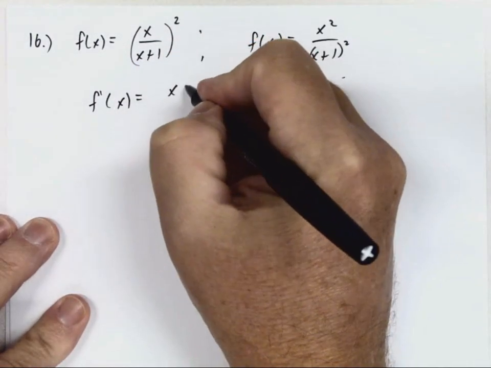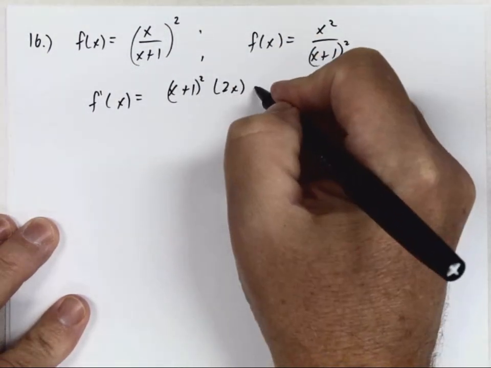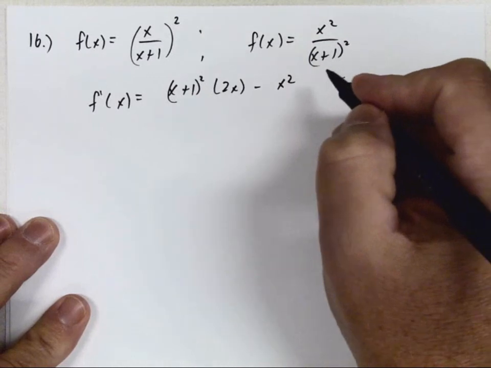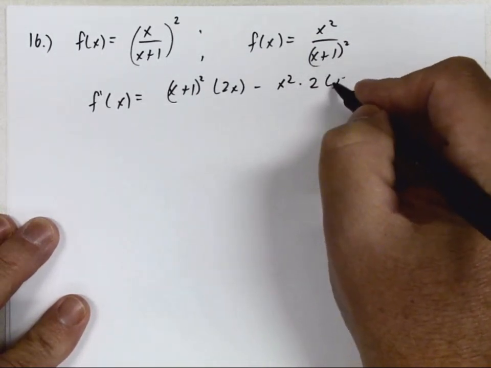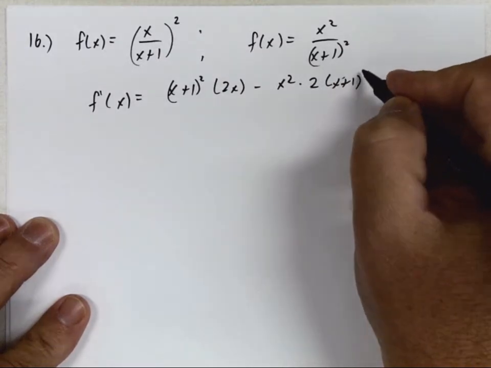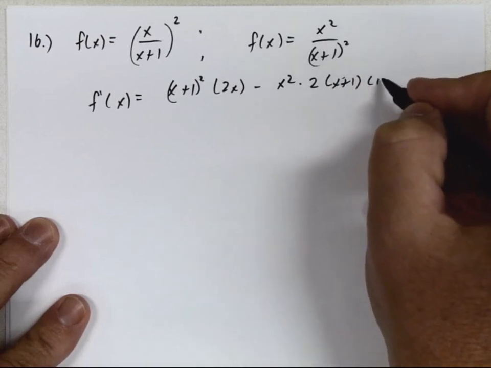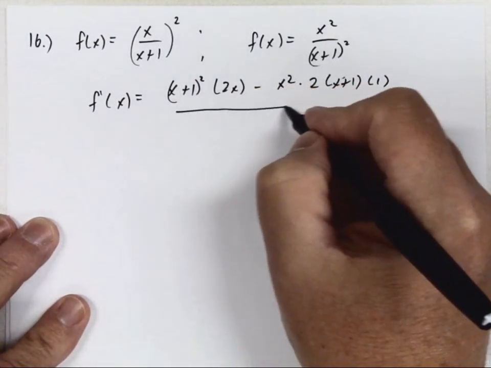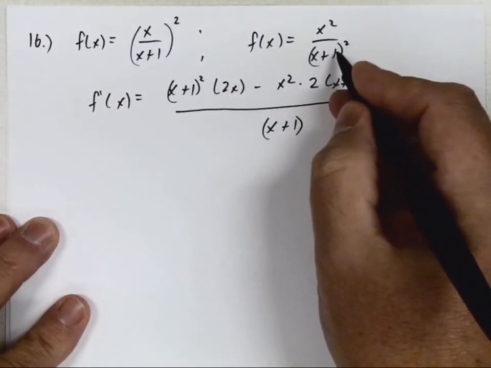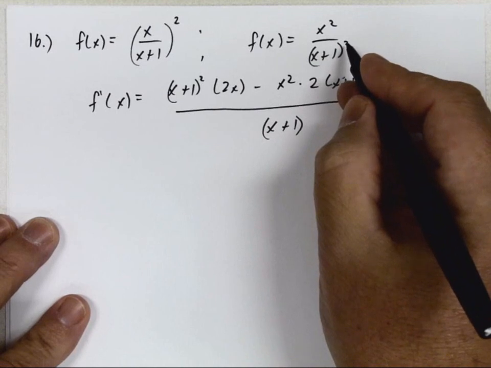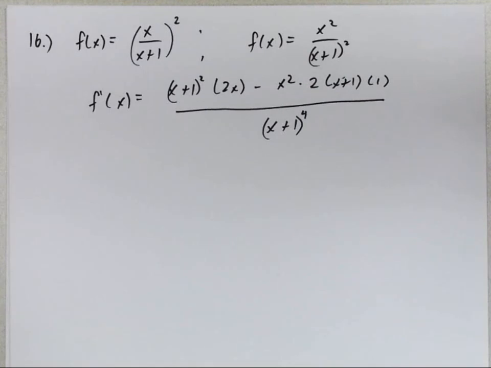So you take whatever's in the bottom times the derivative of what's in the top, minus the top times the derivative of what's in the bottom. Derivative of the bottom, chain rule says you bring a 2 out, and you subtract 1, leaves 1 as an exponent, and then you multiply it by the derivative of what's inside, which is just 1. And you take the whole thing over the bottom squared. If it started out being squared, if I square it again, it's going to be x plus 1 raised to the 4th power.